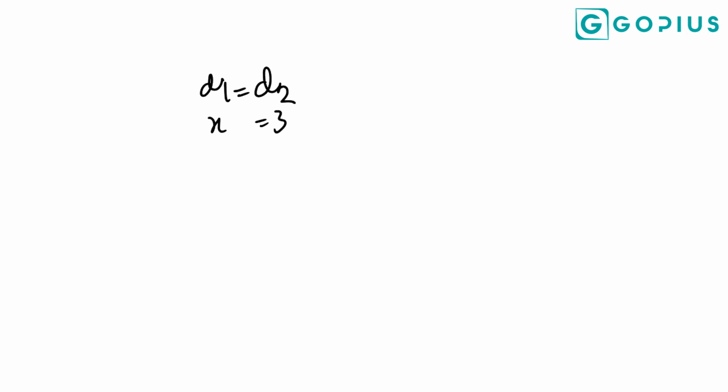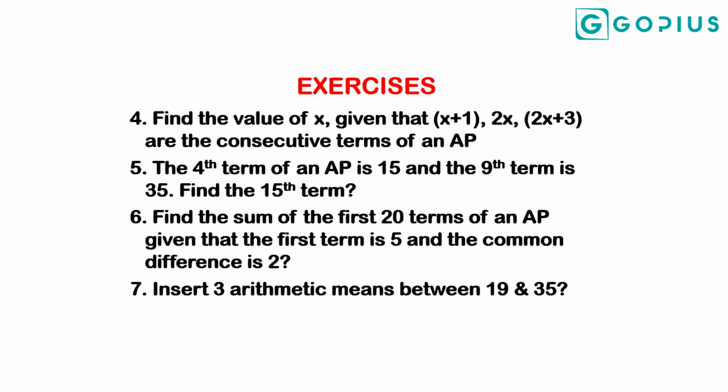Okay, we have x minus 1 here. So x minus 1, of course, is equal to 3. So the value of x now is equal to 3 plus 1. So x is equal to 4. So that's how we can find the value of x, given that x plus 1, 2x, 2x plus 3 are the consecutive terms of an AP.